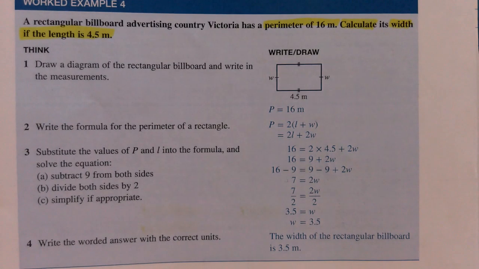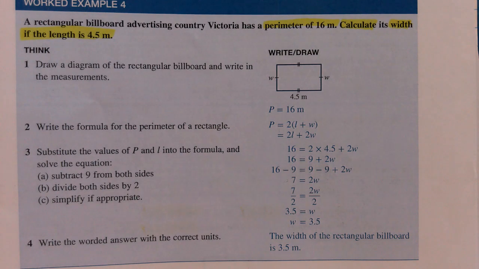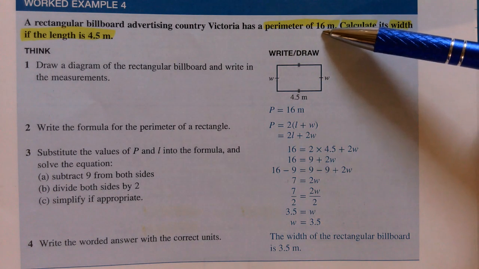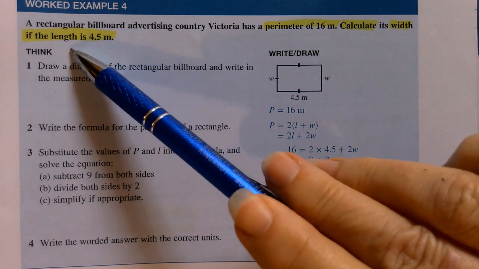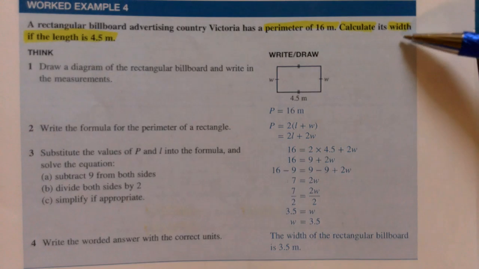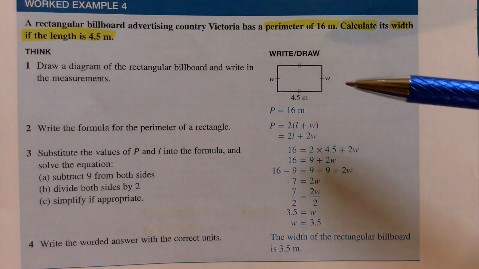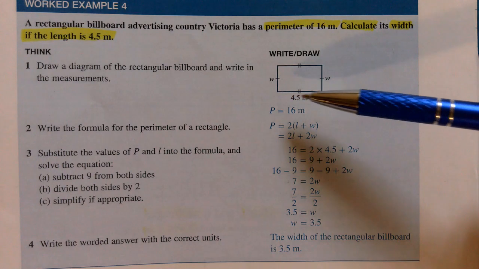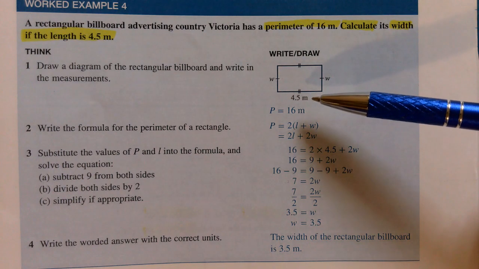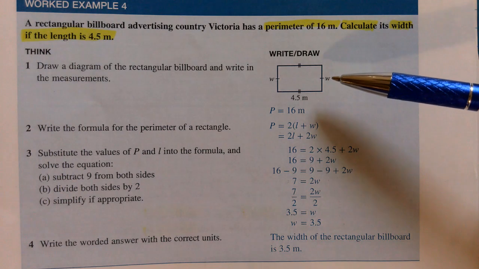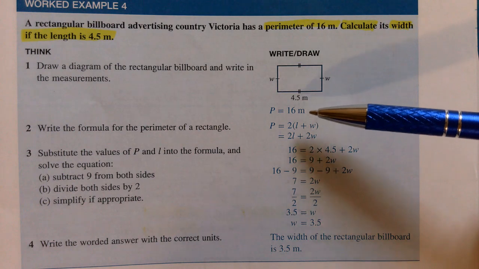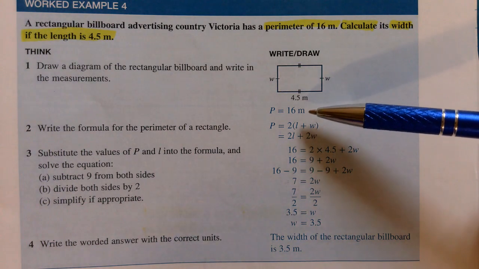This is a worked example for a rectangle where you have been given the perimeter and the length, and you need to calculate the width. Again, you draw the diagram. You know that that is 4.5 meters, so you put it in. You don't know the width, so you call it W for width because it's an unknown. You do write down that you know your perimeter.